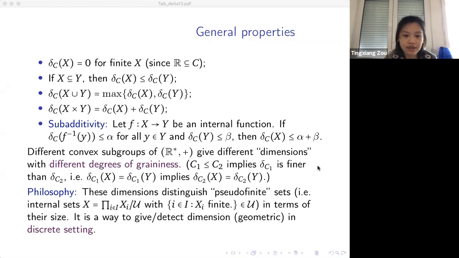So these dimensions can distinguish the non-standard size of pseudo-finite sets. By pseudo-finite here, I mean internal sets such that each X_i is finite. And so this is a way to detect dimension in the discrete setting. There are quite a lot of applications in additive combinatorics using this strategy. So it's kind of a geometric way to do some additive combinatorics.